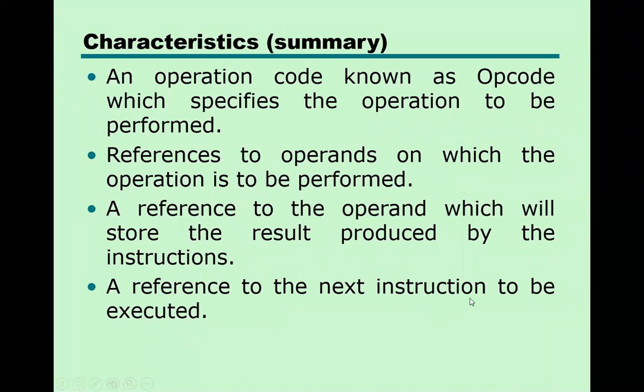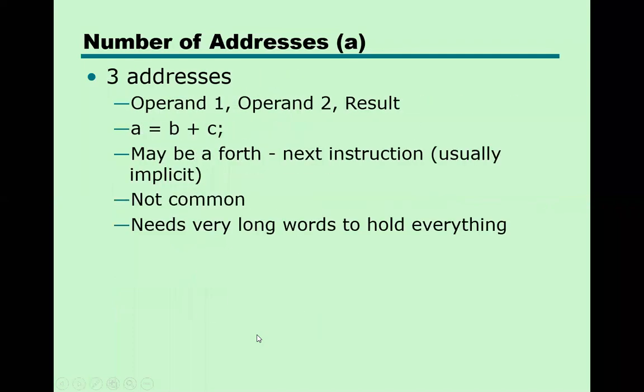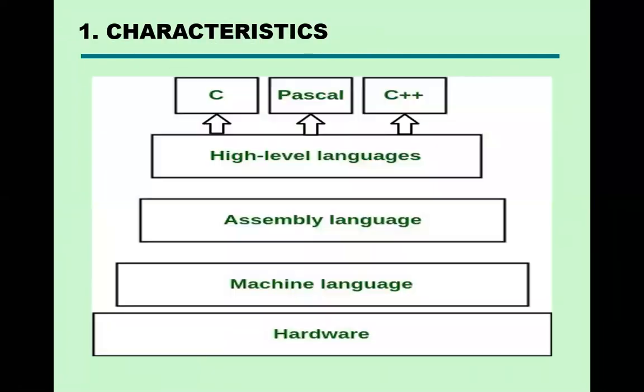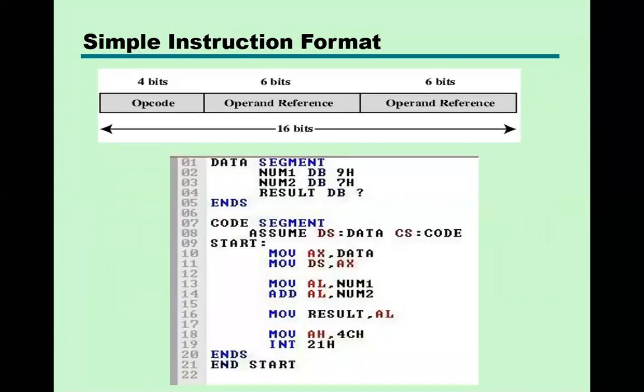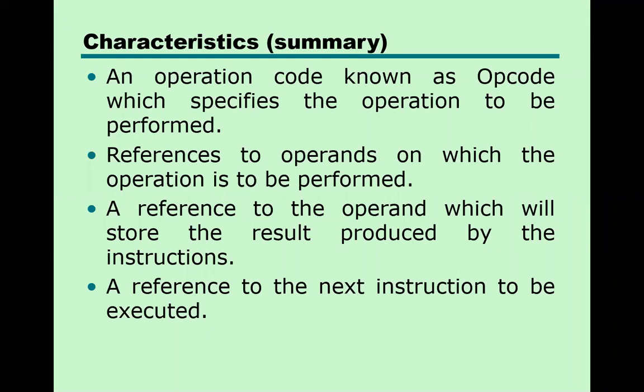And a reference to the next instruction to be executed. So the first instruction is executed here, you got the result. Now you will move to the next instruction, so the next instruction address. So in the first topic, mainly our discussion is related to these four points. I hope you all could understand the instruction characteristics. Okay.